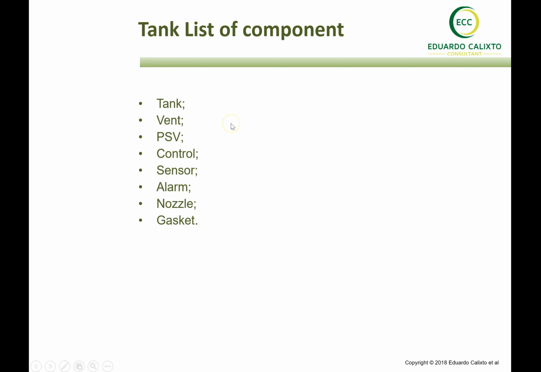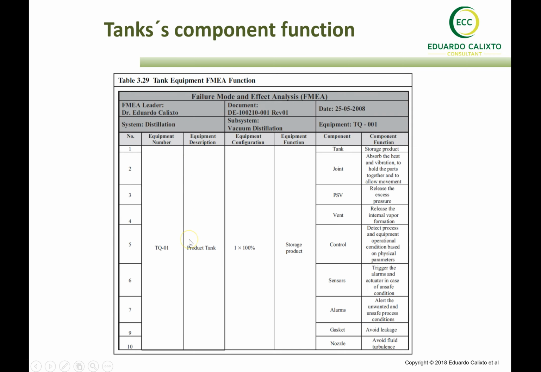Okay, so as a first step, we need to define the tank list of components. For this RCM, we consider tank, vents, PSV valve, control sensor, alarm, nozzle, and gasket. Again, the first step during the FMEA is to fill in this template here, and we have a product tank. We have only one tank.